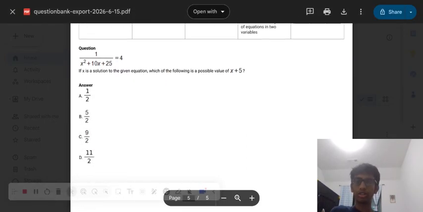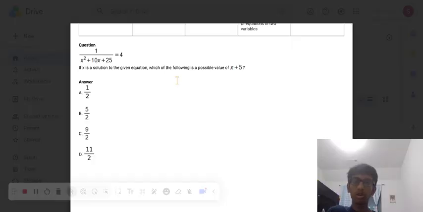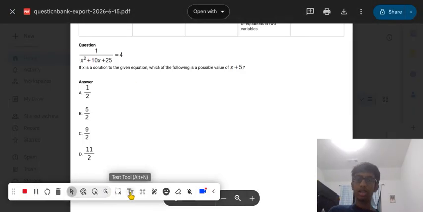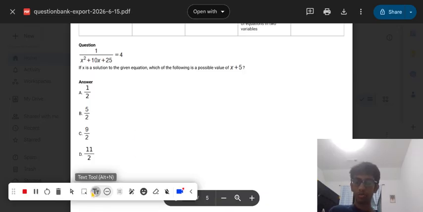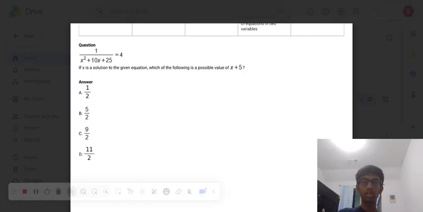Now for our last question. If x is a solution to the given equation, what is a possible value of x plus 5? Okay, let's look here. There are two ways to solve this problem. I'll show you one, and I'll tell you the methodology to solve it the other way. But that one's up to you.